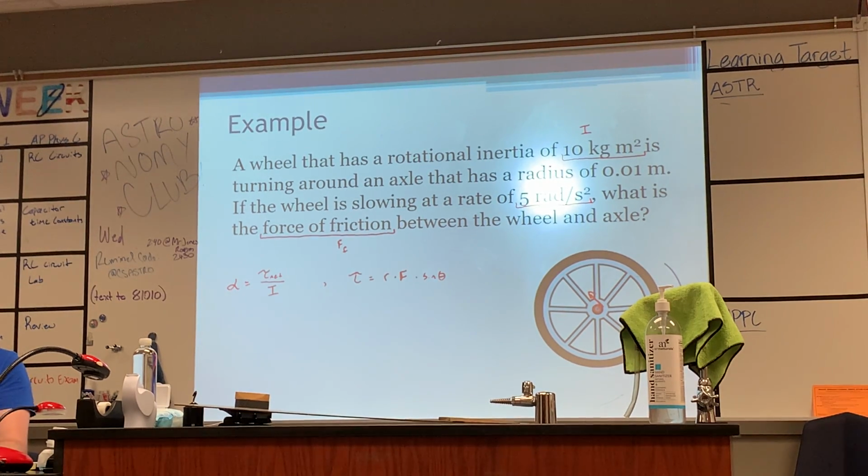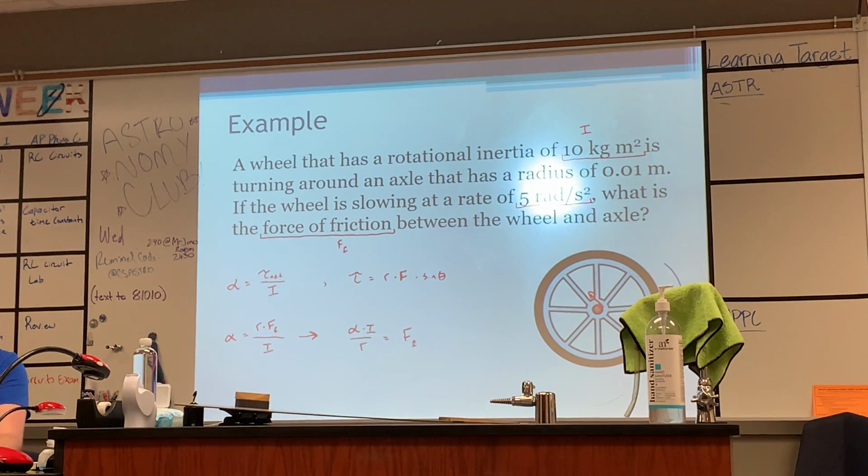And so I got to combine those. And so I'm going to get alpha equals R times force of friction divided by I. So then I can rearrange that a little. I can multiply each side by I, and I can divide by R, and I get alpha times I divided by R equals the force of friction.